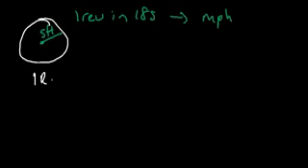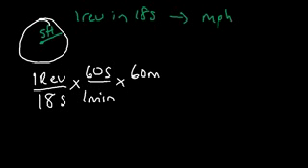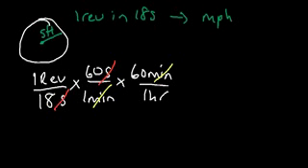So we have one revolution for every 18 seconds. We need to convert to miles per hour. Let's convert seconds to hours. So there are 60 seconds in 1 minute, and there are 60 minutes in 1 hour. That wasn't bad, was it? Notice the units seconds cancel and the units minutes cancel. So we have hours. Now we need to convert revolutions into miles.